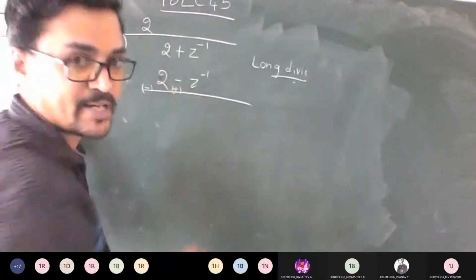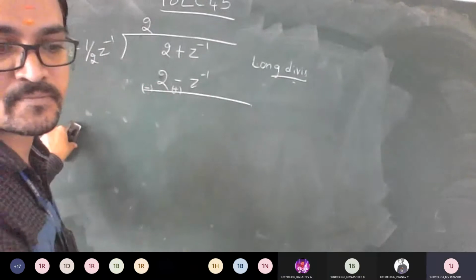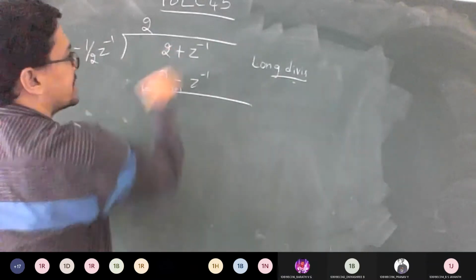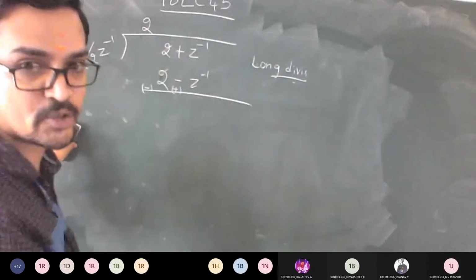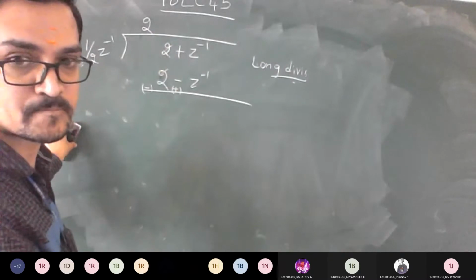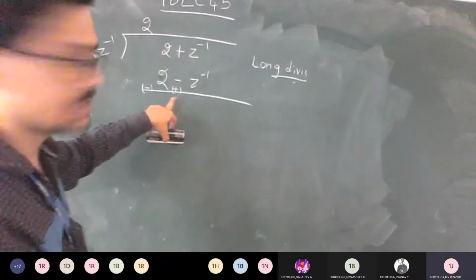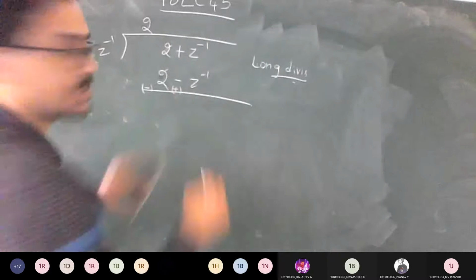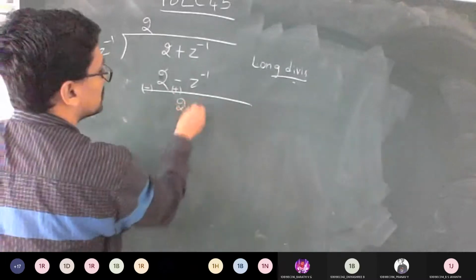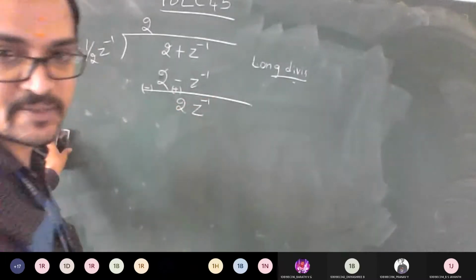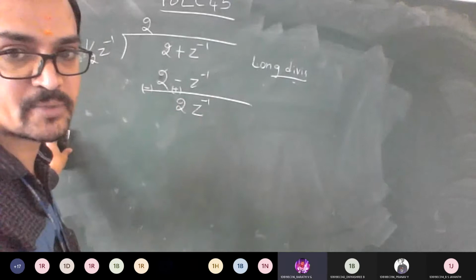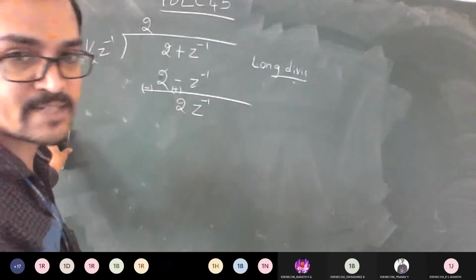I hope this concept you remember, right? Yes, sir. Because of that, the 2 gets cancelled. What is this answer? You're going to add. Good. So it is going to become 2 z raised to minus 1. I hope everyone understands how to do the long division technique procedure? Yes, sir. Good. What is next procedure here?